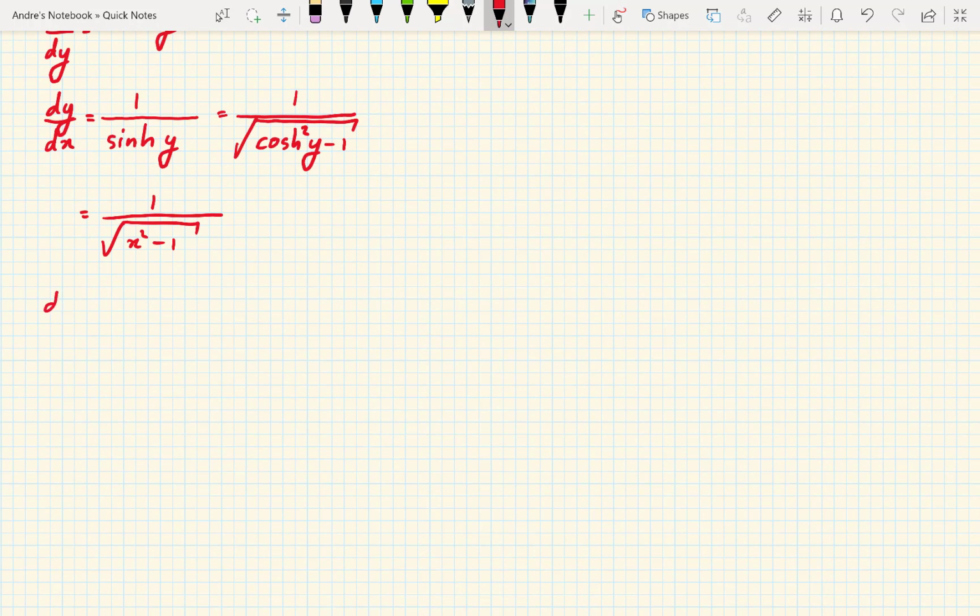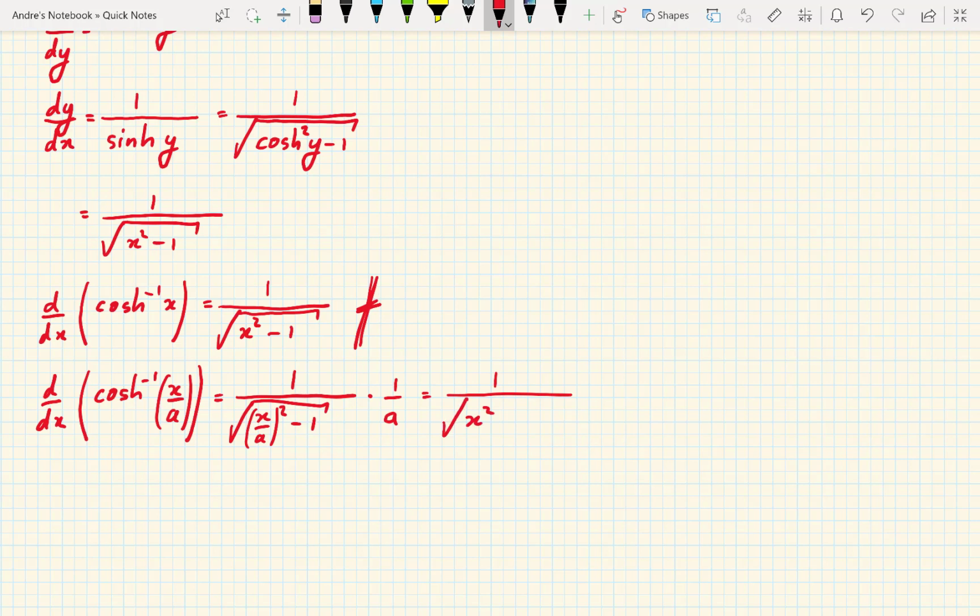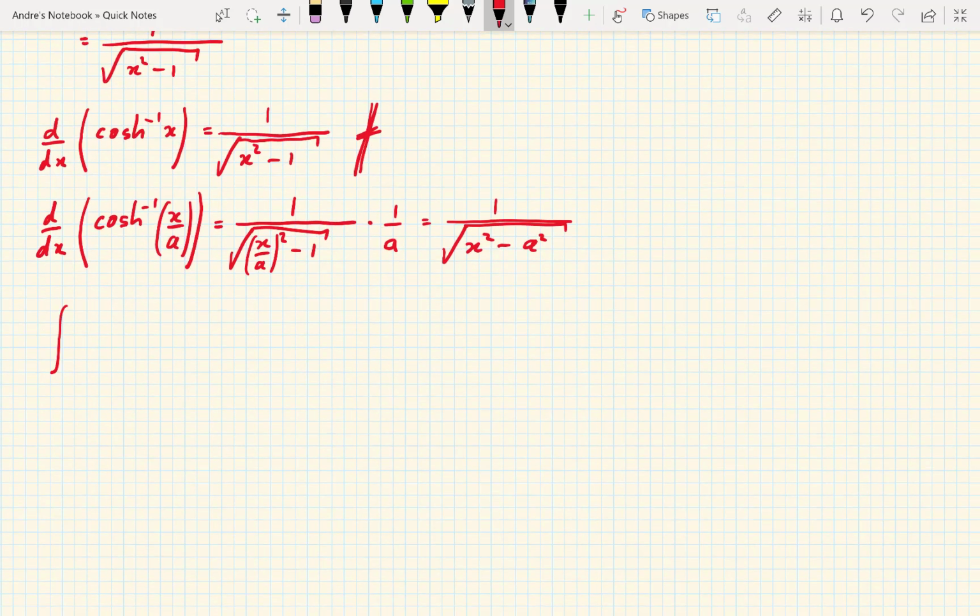To summarise, the differential of arccosh x with respect to x is 1 over root x squared minus 1. We can use the chain rule to differentiate inverse cosh of x over a to give 1 over root x over a all squared minus 1, all multiplied by 1 over a. This simplifies to 1 over root x squared minus a squared. Consequently, the integral of 1 over root x squared minus a squared is arccosh x over a.